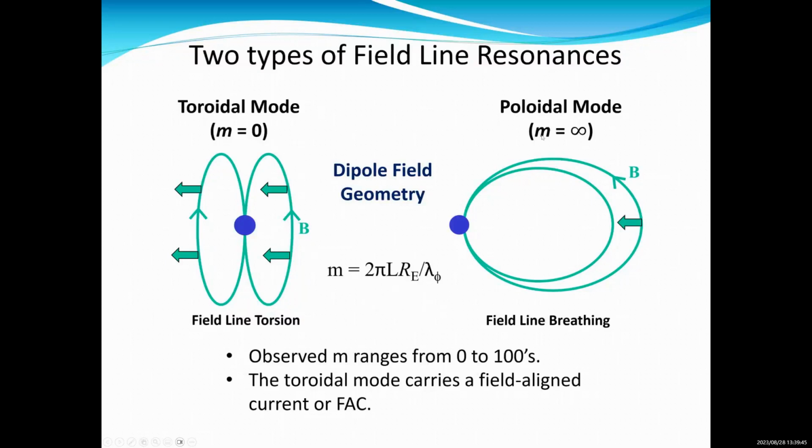The poloidal mode, on the other hand, is referred to as a breathing mode. The azimuthal wave number is large. In that case, the field lines oscillate back and forth in a meridian plane, and at these wave numbers, the waves are localized in latitude, but they don't have an associated field line current. The observed M values range from 0 to hundreds, and the toroidal mode is important in this context because it has a field line current.